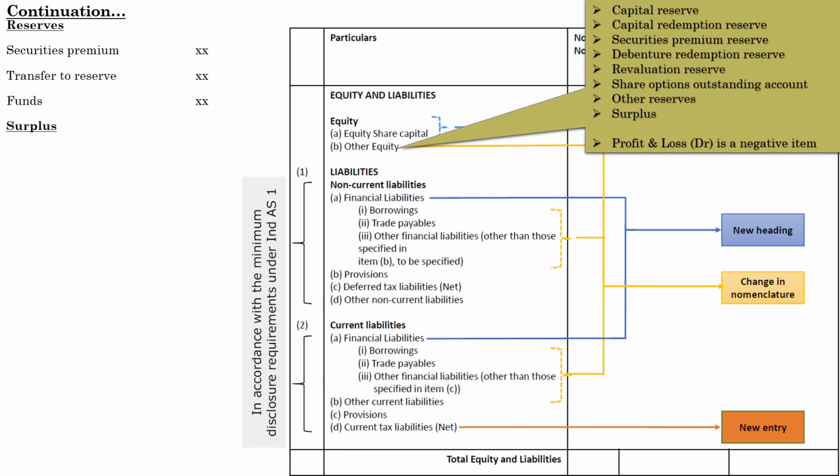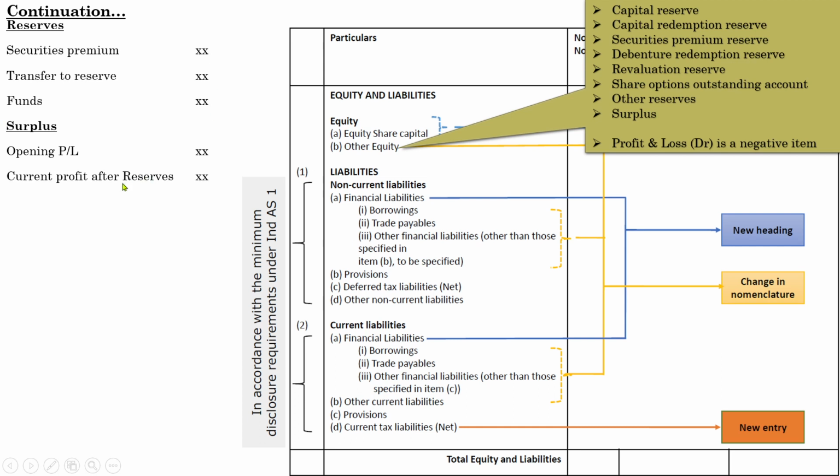After reserves, the next type is surplus. Under surplus, the first one you need to consider is the opening profit and loss balance. It will be given directly in the question. You have to add it. After that, current year profit after reserves.